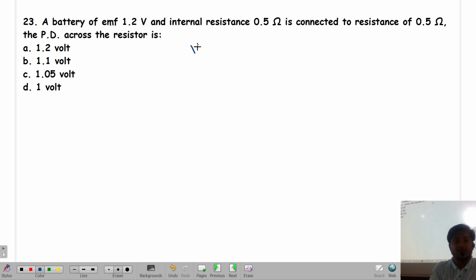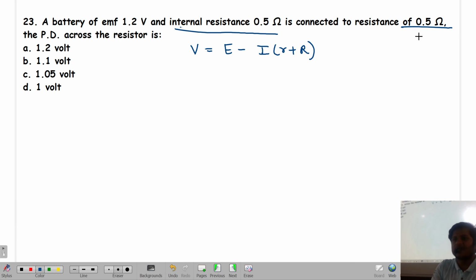What formula will I apply here? V is equal to EMF E minus I into R plus r, or not? Yes or no? This formula will be applied or not? If you have internal resistance and the total resistor is connected in parallel, then it is a different thing. But it is not connected in parallel. So V is equal to EMF 1.2 minus I into r. His current is given.